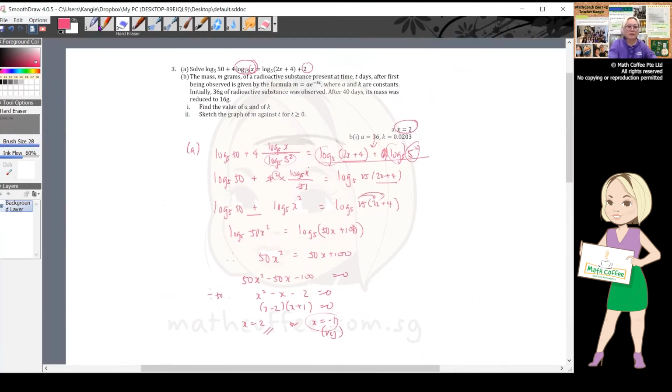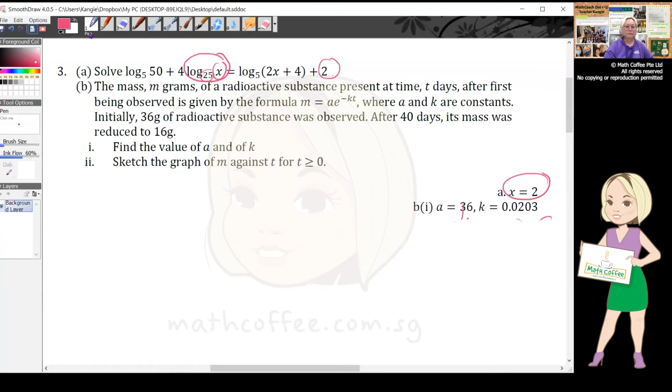Okay, you all need to take a snap on this question first, because part B is a very long question. Okay, question 3b. This kind of question, students see already, they're also scared. But actually it's not that scary, okay? Let's take a look. The mass of the substance present at time t, they say t is the days, after first being observed, is given by this formula. They say A and K are constants, means it's a fixed number.